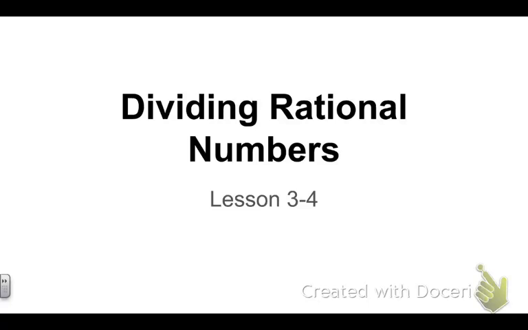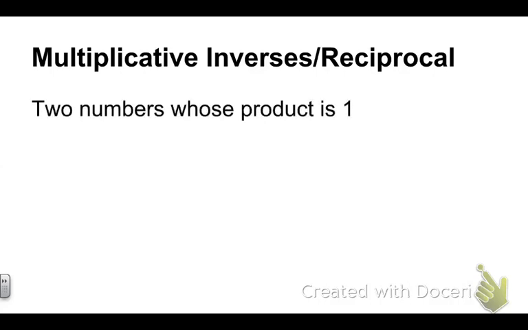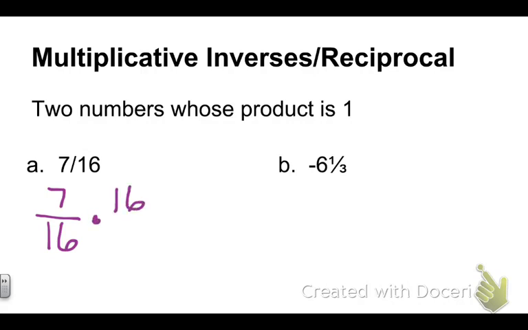So today we're going to talk about dividing rational numbers. A multiplicative inverse, or multiplicative reciprocal, is simply two numbers whose product, their answer when you multiply them, is equal to 1. So for example, we've got 7/16. I want to know what is the multiplicative reciprocal. If I have 7/16, the reciprocal is just kind of like the flip-flop. You take the fraction and you reverse it, inverse it I should say.